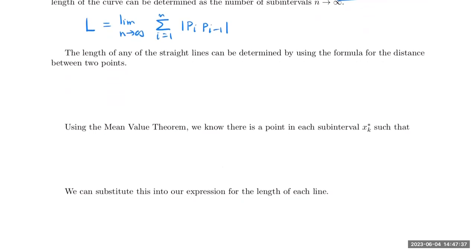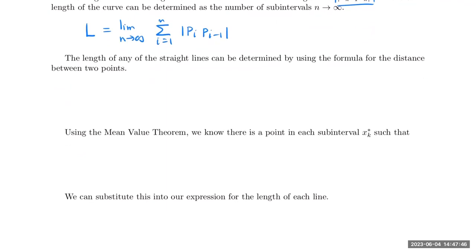So the length of any straight line can be determined using the formula for the distance between two points. So remember the distance formula: the distance from P(i-1) to Pi is given by the square root of the change in the x coordinate, xi minus x(i-1), squared, plus the change in the y coordinate, yi minus y(i-1), squared.